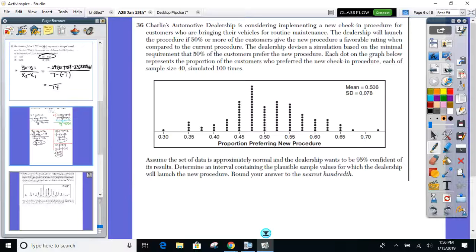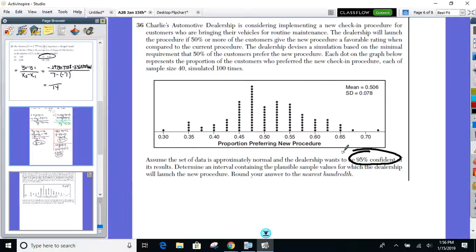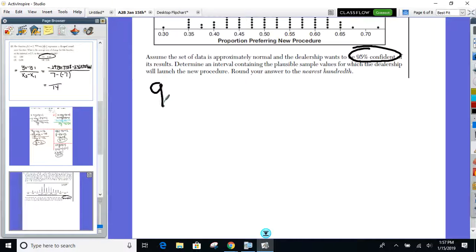If you assume the set of data is approximately normal and the dealership wants a 95% confidence, find that interval. So, a 95% confidence interval. Okay, how do I find it? What's the formula to find it? Mean plus or minus your margin of error.